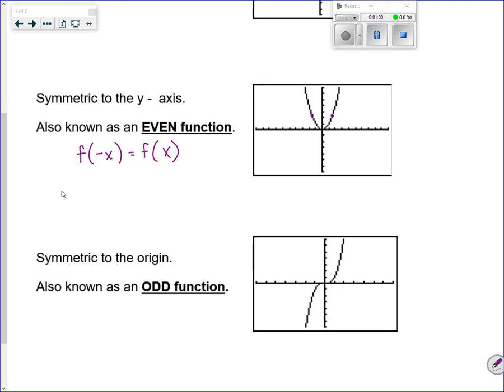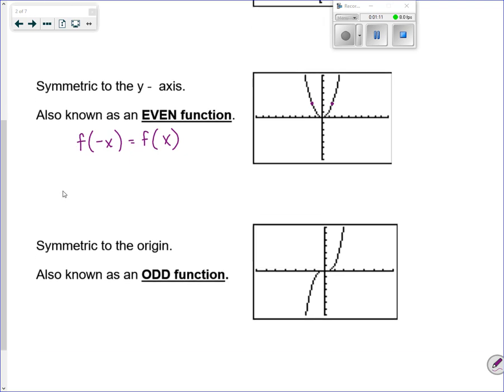Whereas odd functions, symmetric to the origin, means if you put in f of negative x, so like f of negative 2 is the same as what? Well, it's the opposite of f at 2. So I would know those relationships as well when it comes to symmetry and knowing which one is even and which one is odd.